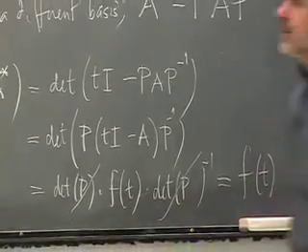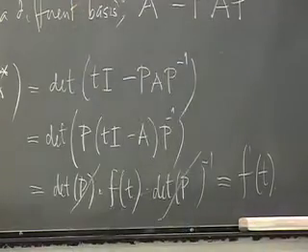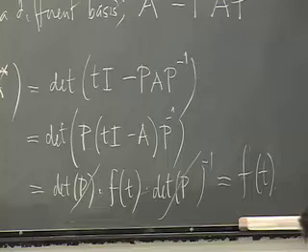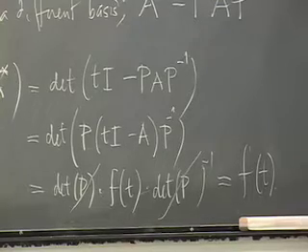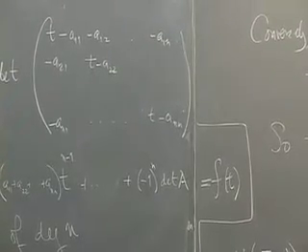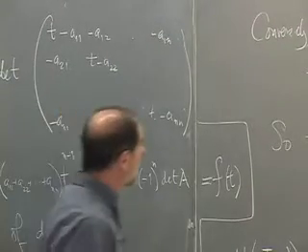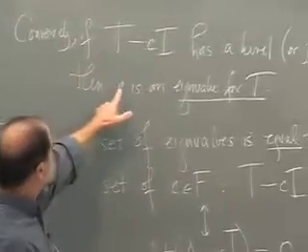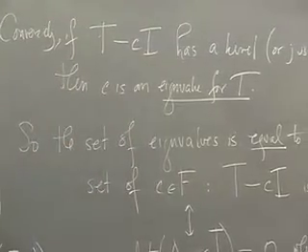So the miracle of the characteristic polynomial is that even to calculate it, you have to choose a matrix and take its determinant. But the end product is independent of the matrix you choose, the basis you choose to calculate it. And here's the key thing: the eigenvalues are the roots of the characteristic polynomial.